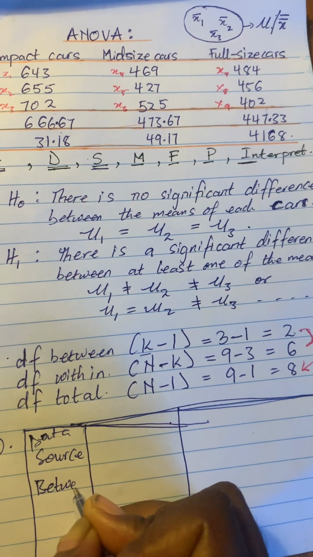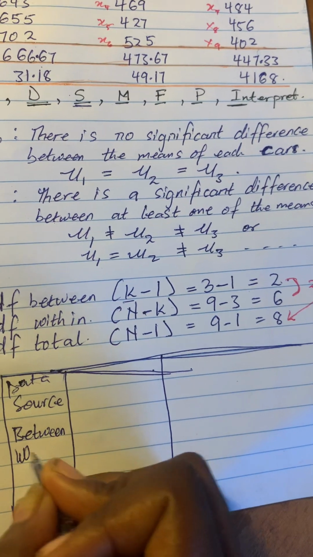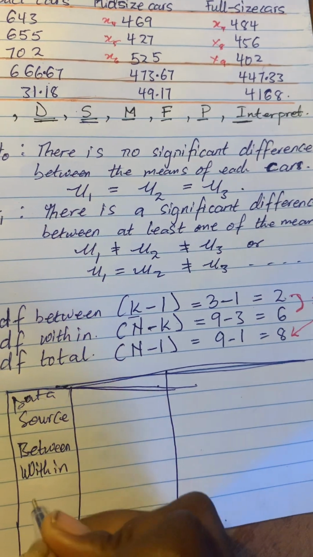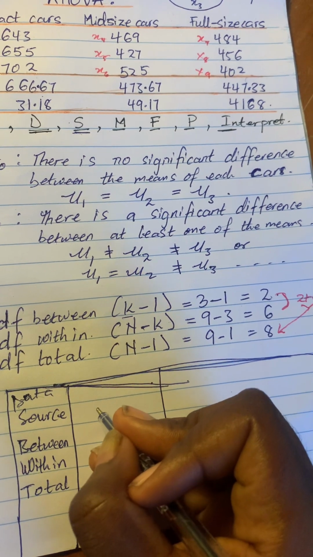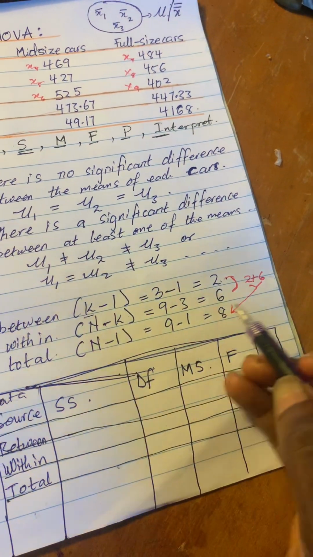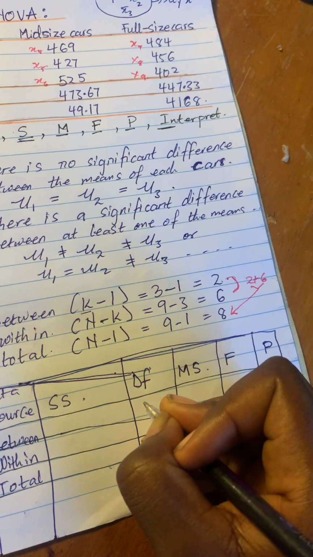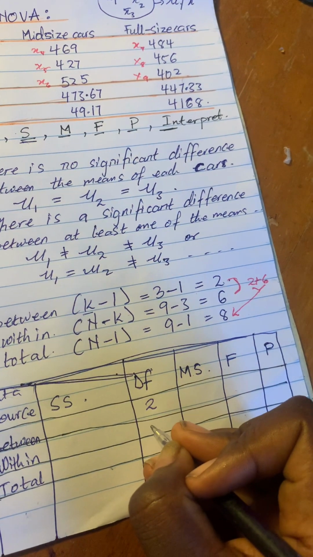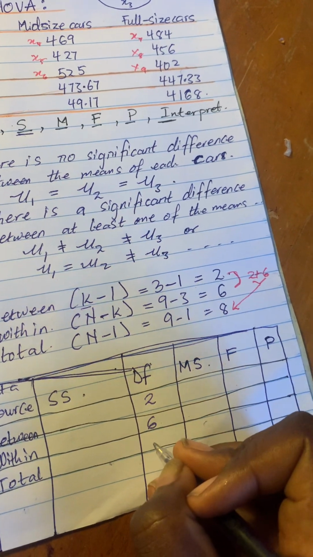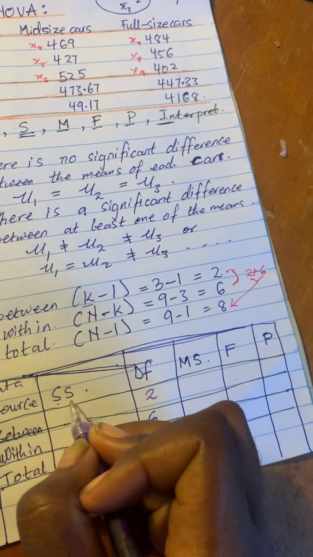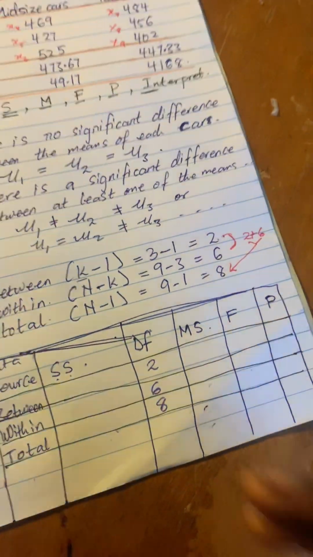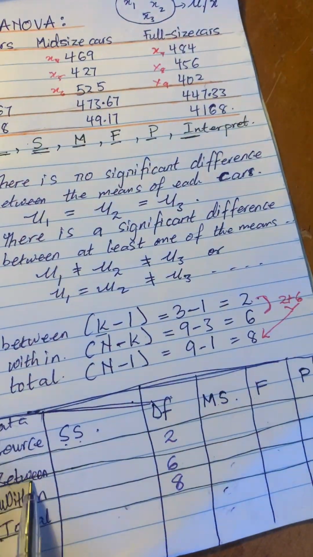So in our data source, we have the between groups, the within groups, and then the total groups. Now that we have our table organized, we can go ahead and record the degrees of freedom between, within, and total onto our table. So we can see it over there: 2, 6, and 8. Now let's move on to calculate our sum of squares.